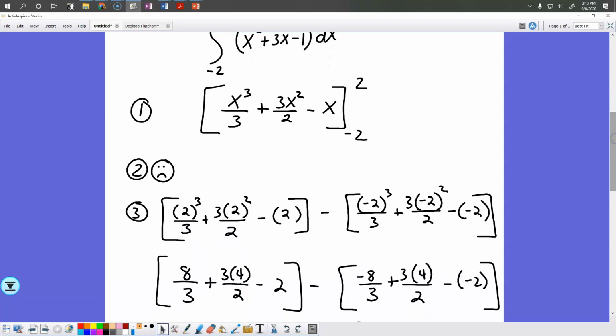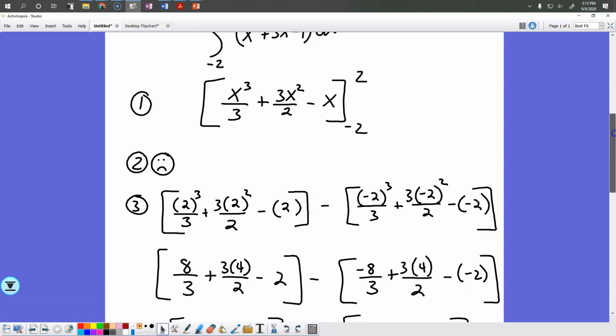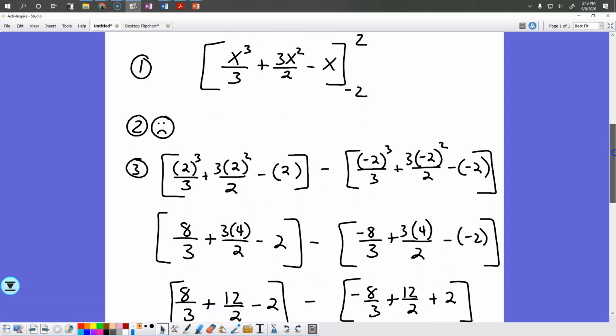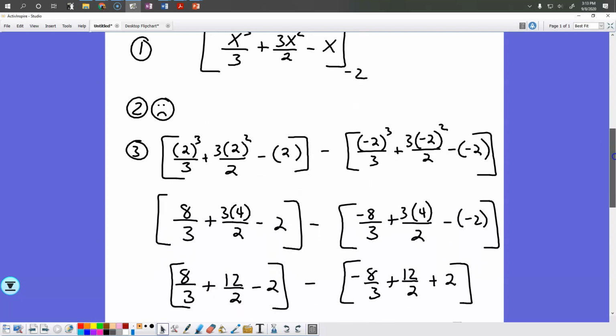Next I did my powers. 2 to the 3rd power is 8, 2 squared is 4. And when you do negative powers, remember, negative 2 to the 3rd power is negative 8, and negative 2 to the 2nd power is positive 4. Odd powers don't cancel out negatives, evens do. And so there's that. And then I did my multiplication. So 3 times 4 is 12, right? And then I reduce.